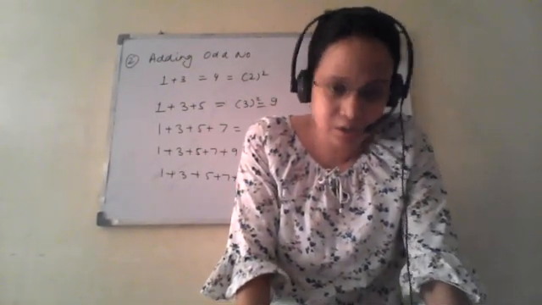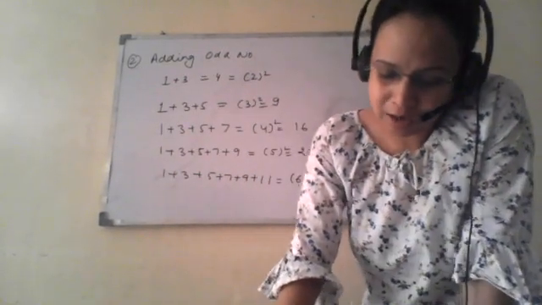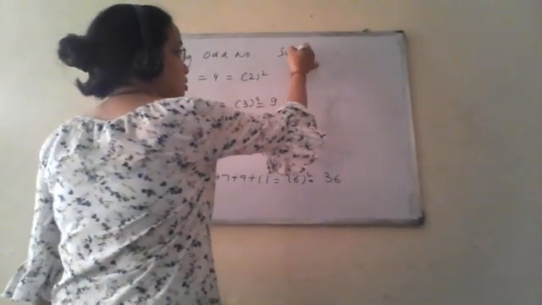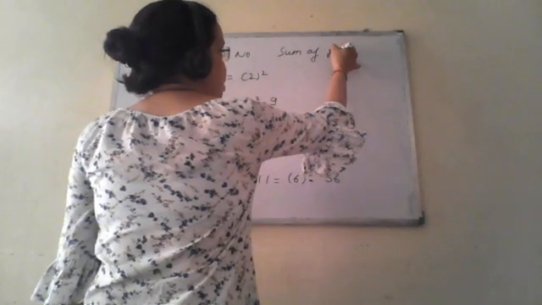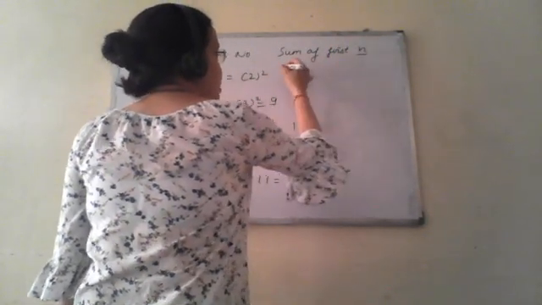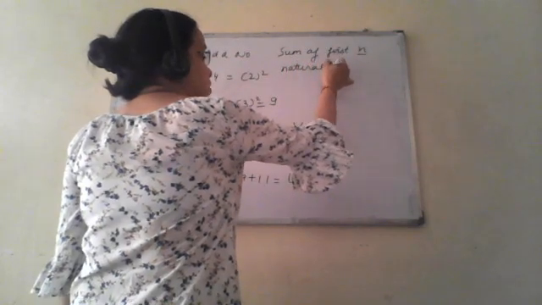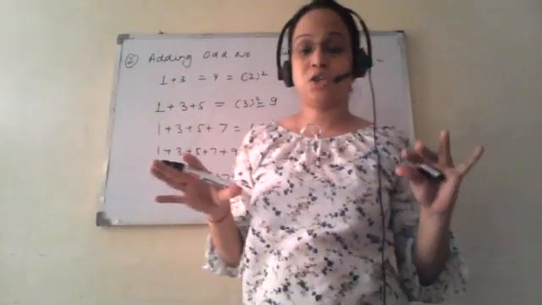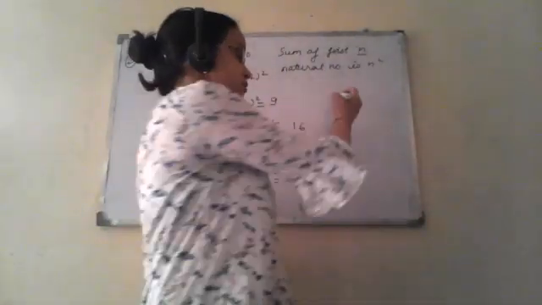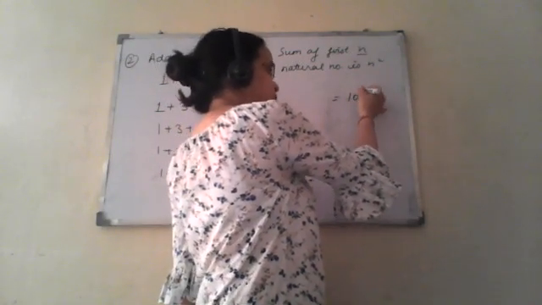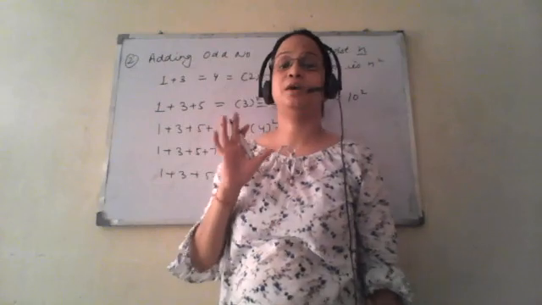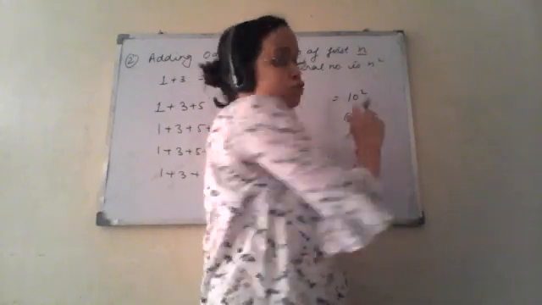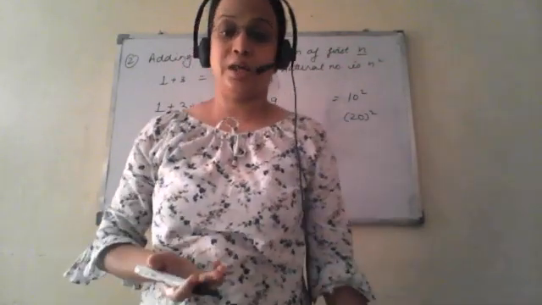So what is the generalized form for this? Sum of first n odd natural numbers is n square. If we are taking the first 10 odd numbers, starting from 1, their sum will be 10 square. If we are taking the first 20 consecutive odd numbers, their sum will be 20 square. So without actual addition, we can tell their sum.